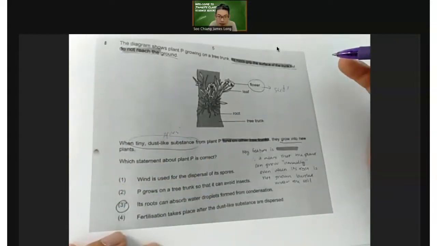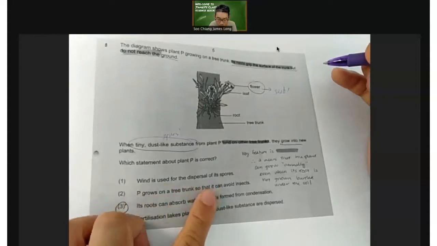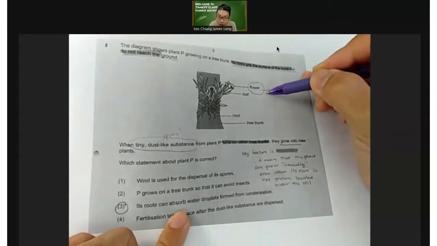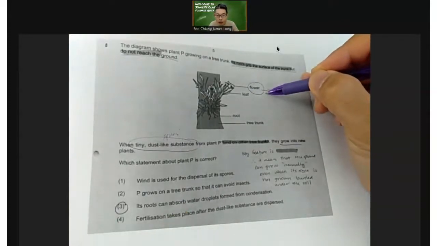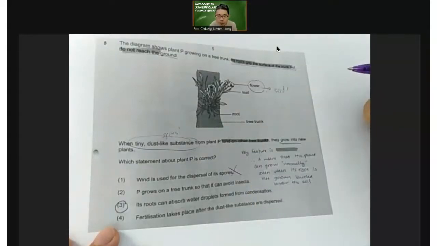So which part of the statement about P is correct? Wind is used for dispersal of spores. So if these are spores, then it's true. But if this is a flower, as you know, flowering plants reproduce by seeds, not by spores. And spores are found in non-flowering plants as well as in fungi. This is clearly not a fungi, right? So I don't think 1 is the answer.